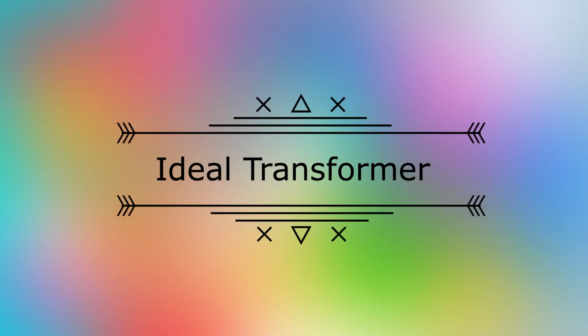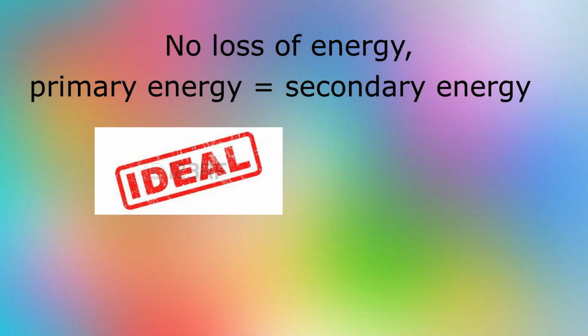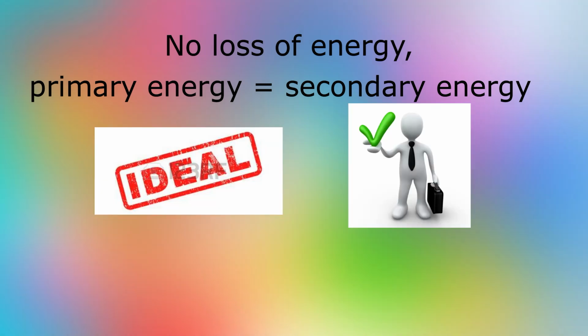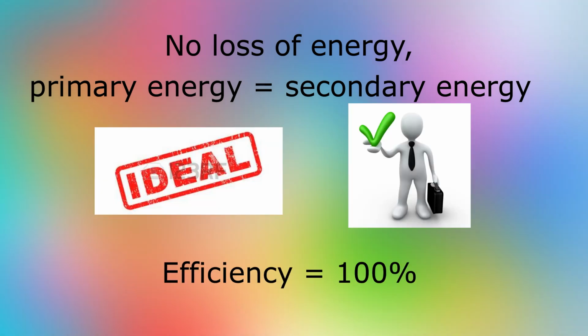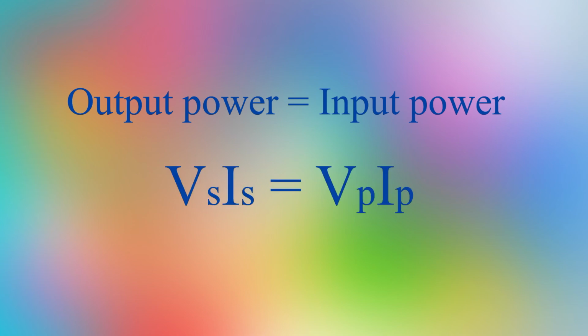The ideal transformer. If there is no loss of energy in a transformer, all the energy supplied to the primary coil will be transferred to the secondary coil. Such a transformer is known as an ideal transformer, which has an efficiency of 100%. In this circuit, the output power is equal to the input power, which means VI of the secondary circuit is equal to the VI of the primary circuit.